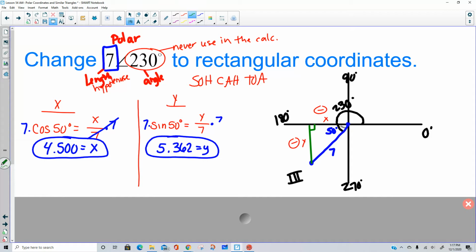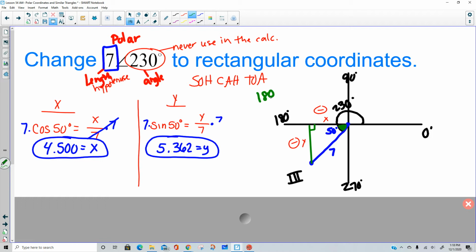Okay, yeah, this is an important question, because it's super important that you can find this 50 degrees. My original polar notation is 7 at 230 degrees. So I start at 0 and I go find where 230 degrees is. And it's right here, in quadrant 3. At the horizontal, that's 180 degrees. I have to go 50 degrees plus, right?